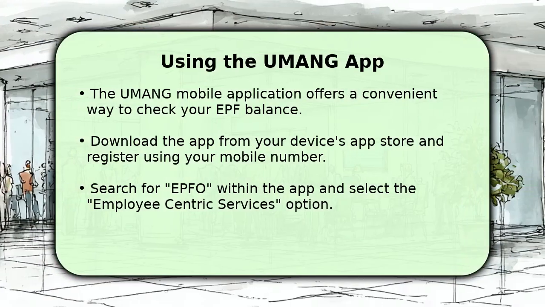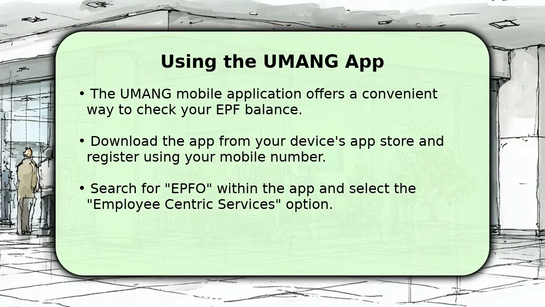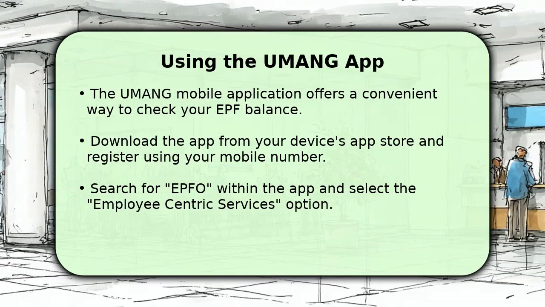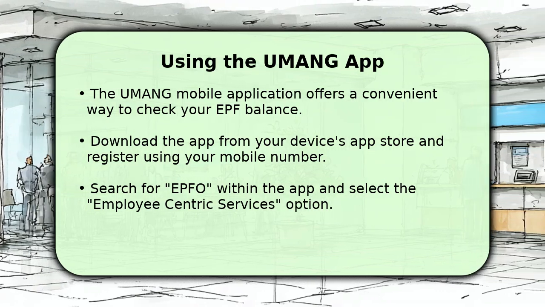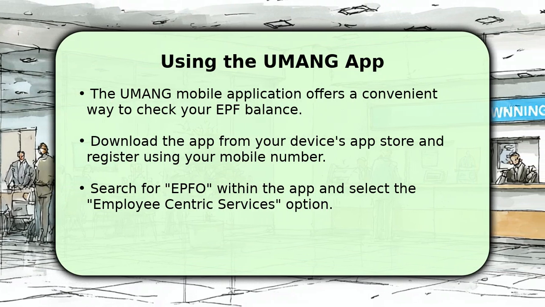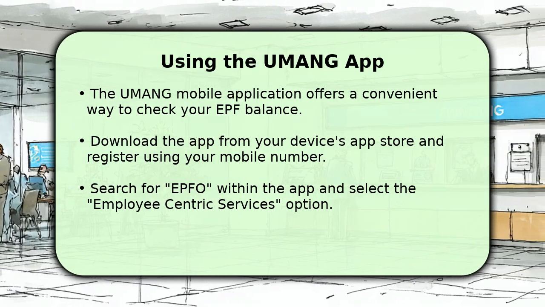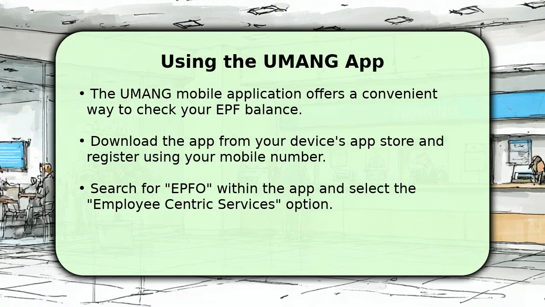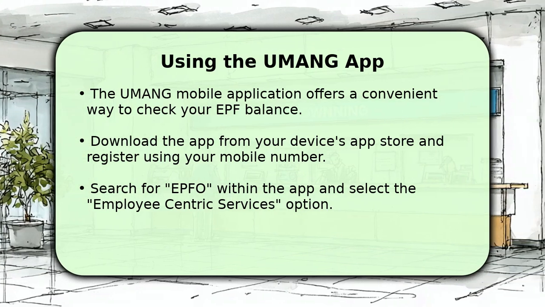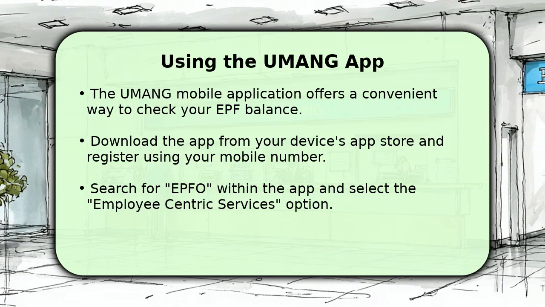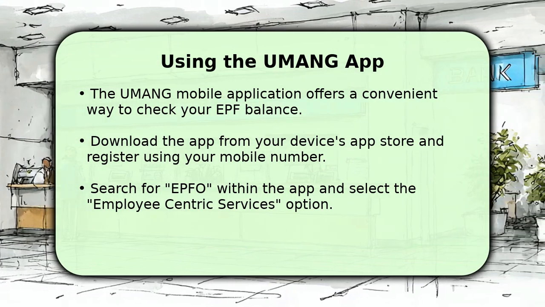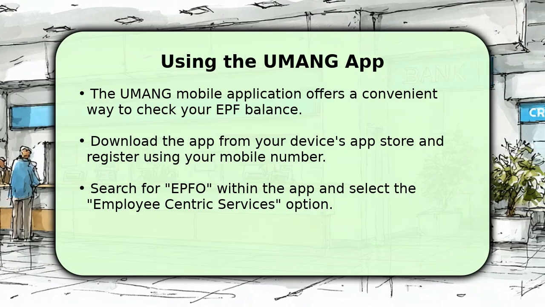The UMANG mobile application provides a highly convenient method for checking your EPF balance on the go. After downloading the app and completing the simple registration, search for EPFO in the main menu. From there, select Employee-Centric Services and then View Passbook. You will then enter your UAN and the one-time password sent to your registered mobile number, revealing your updated balance. This process usually takes less than 1 minute to complete after initial setup.